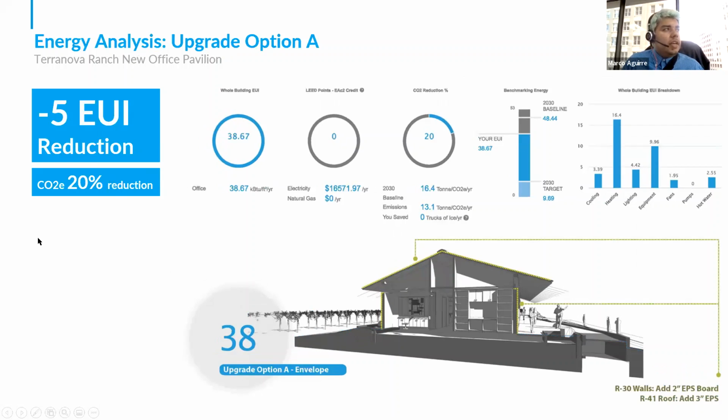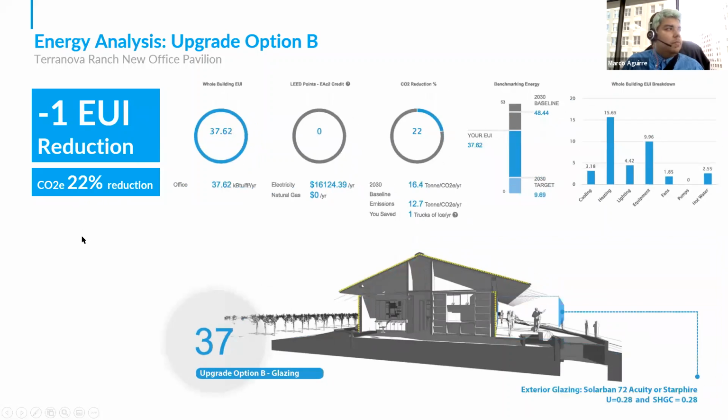So the strategies, they had a couple of strategies that they were looking at in order to make their building more efficient. Option number one was adding additional insulation into both the walls and the roof. So 2 inches additional EPS board, 3 inches additional in the roof. That immediately gave them a 5 EUI reduction, and then from 12% to 20% CO2 reduction.